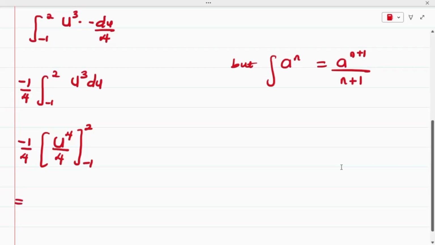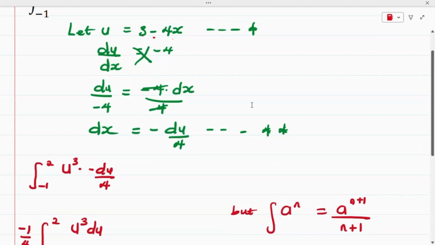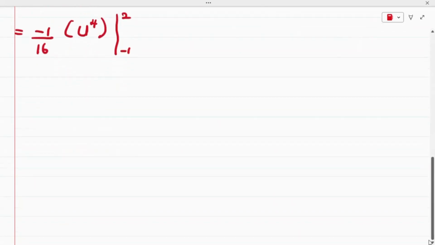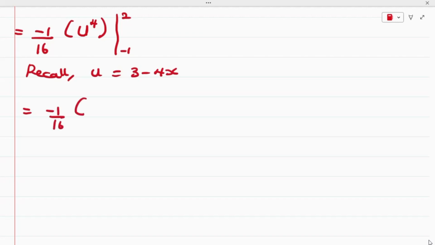So from here, we have negative 1 divided by 4 multiplied by 4, which gives us 16, multiplied by u raised to the power of 4, and we have the limits minus 1 to 2. Now let's record the value of u. We know that u is equal to 3 minus 4x. So we have negative 1 over 16 multiplied by, in place of u, 3 minus 4x all raised to the power of 4, and we have the limit minus 1 to 2.